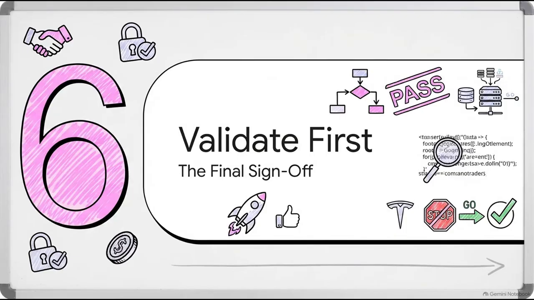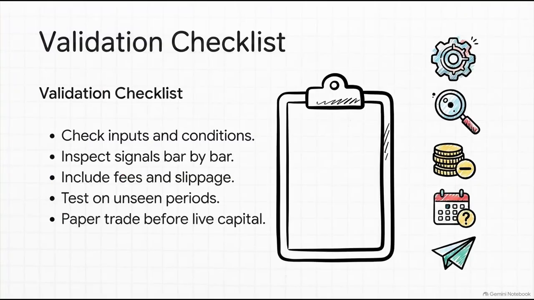Which brings us to our final stop, Section 6, validate before you trade. The final sign-off. Because listen to me carefully, no matter how brilliant your AI agent is or how slick your visual builder is, deploying unvalidated code is a recipe for absolute disaster. Consider this your absolute, non-negotiable, mandatory checklist. It's literally like reviewing the final fine print clauses of a contract before signing away your money.